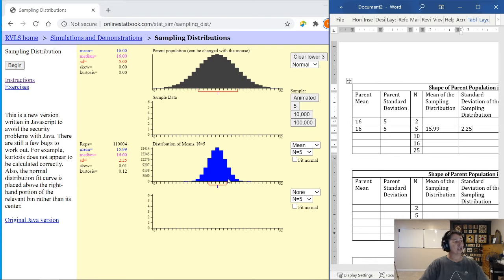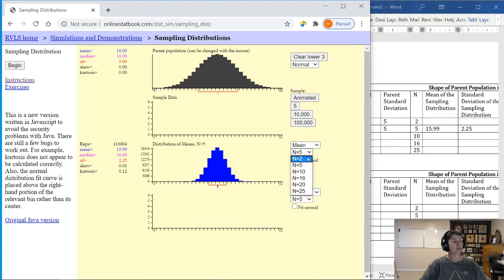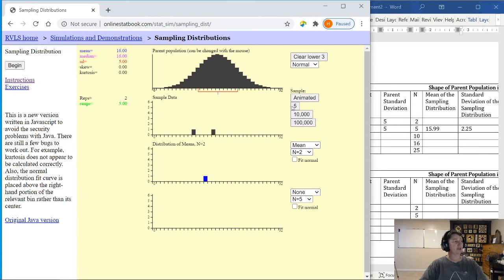Okay, let's change our sample size. Let's change it and go back to 2. So right here, I'm going to change my sample size to 2. So instead of dropping down 5 women, I'm just going to choose 2 women. So if I do that, 1, 2, and find the mean, again 1, 2, and find the mean. I'm going to do that 100,000 times.